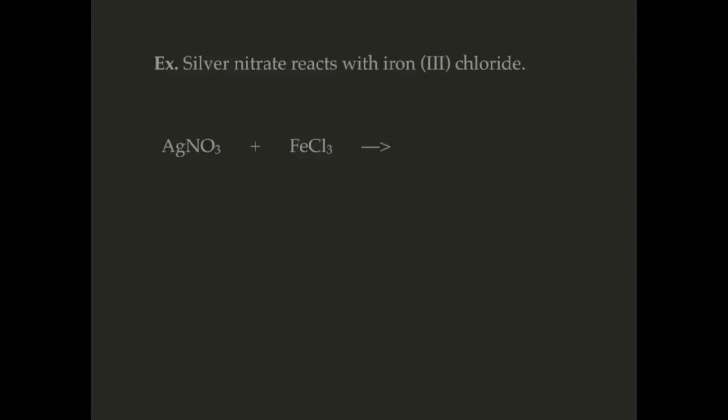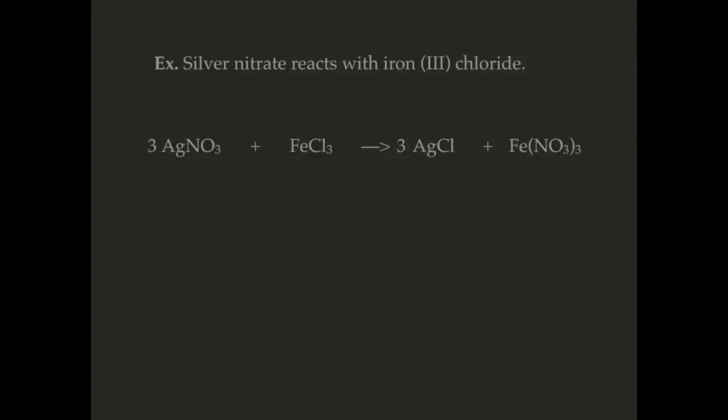Ag and Cl are going to combine together. Ag is +1, Cl is -1, so that would be AgCl. And iron nitrate. Iron's +3, nitrate's -1, so that's Fe(NO3)3. Then I need to balance. I'm going to put a 3 in front of Ag because I've got 3 chlorines on both sides now, and a 3 in front of AgNO3.